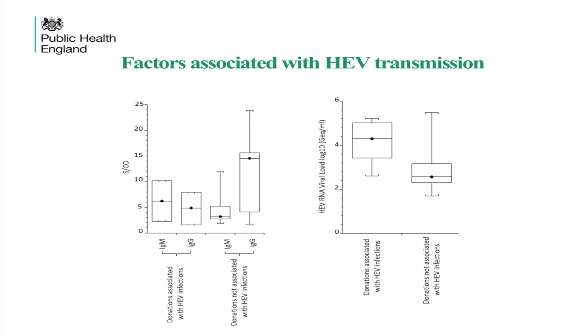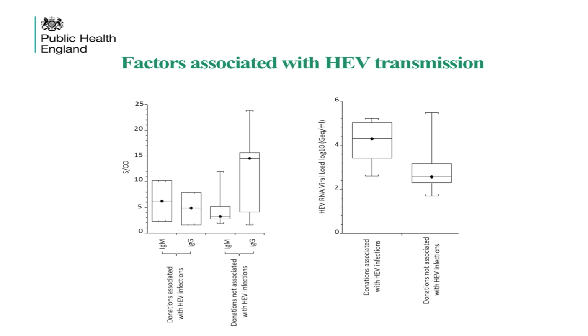So we started to look at particular factors that may be associated with hepatitis E transmission, and I think one thing that was significant was the virological factors. When we looked at antibody itself, the presence of antibody was not an important factor, but the level of antibody was. So those donations that had a higher level of antibody, in particular high levels of IgG, were less likely to be associated with a transmission event.